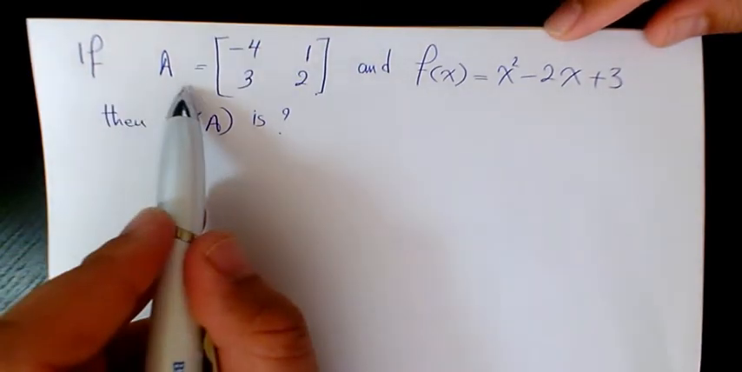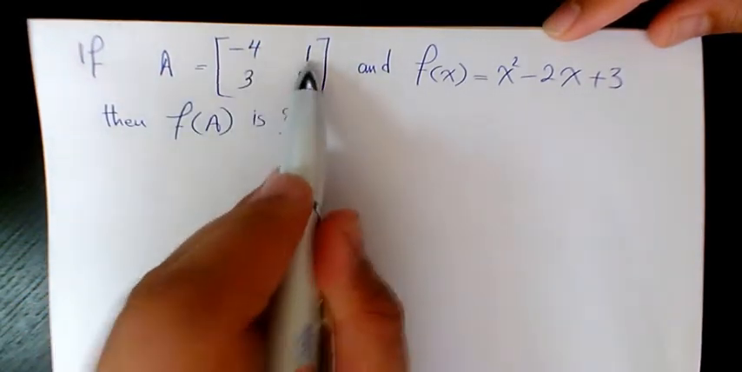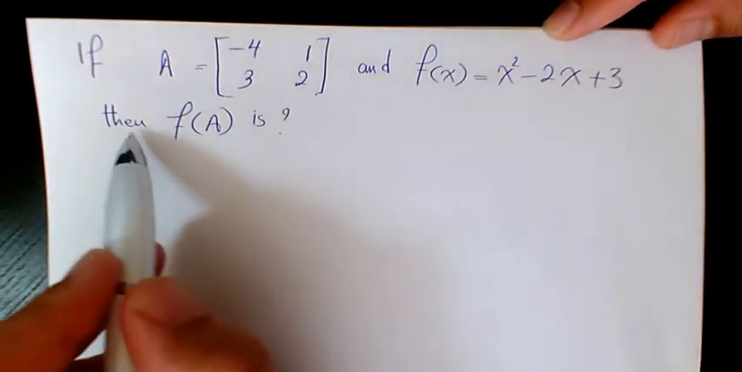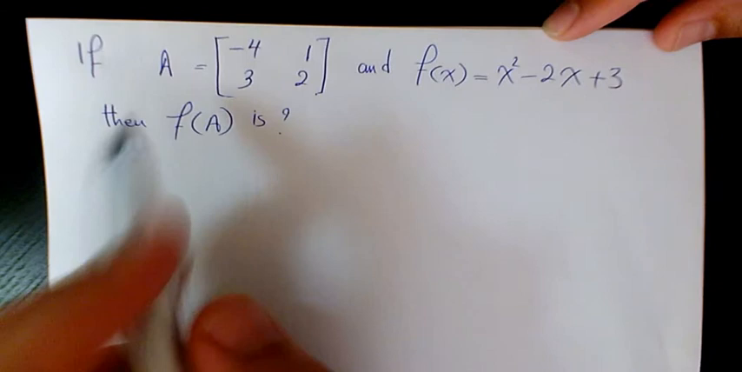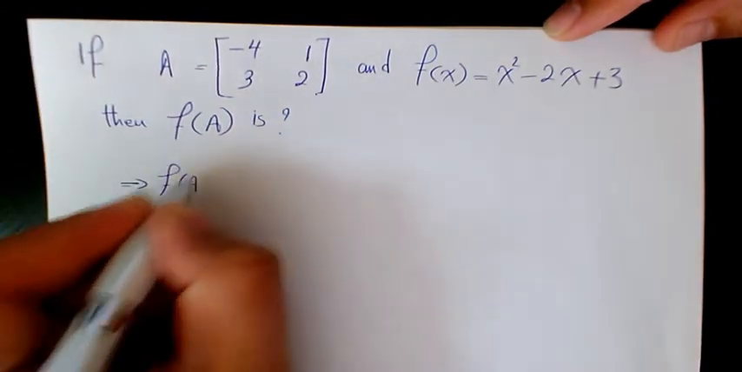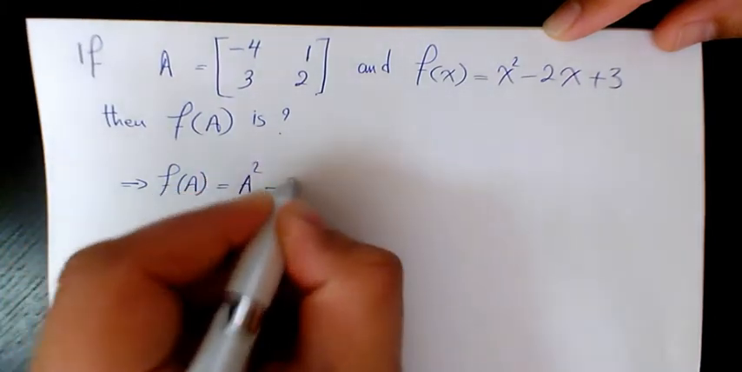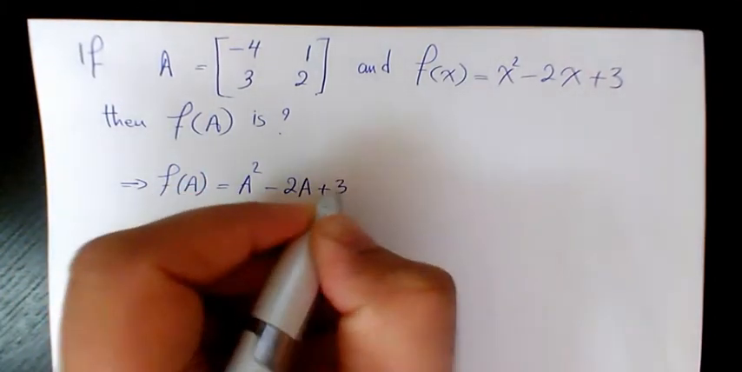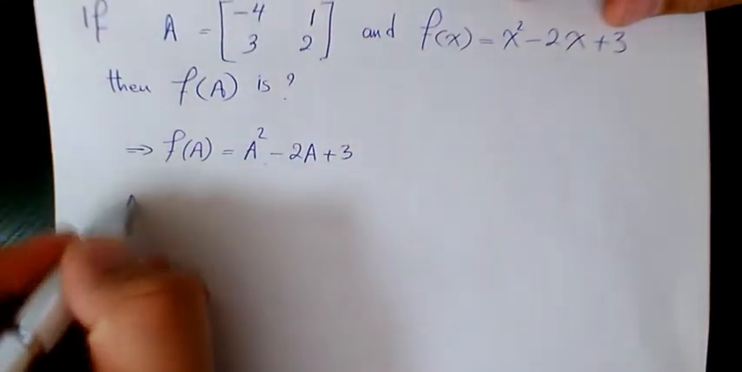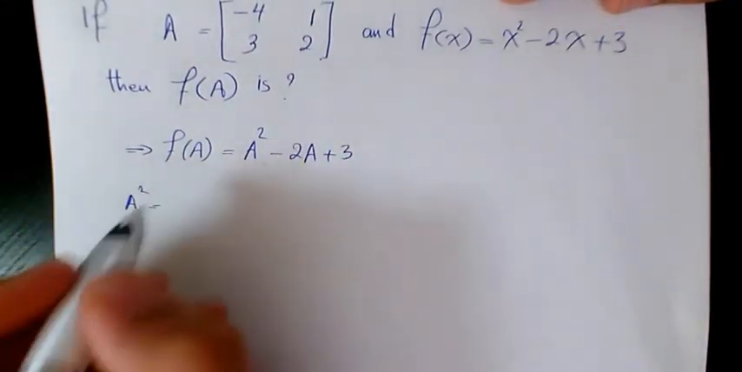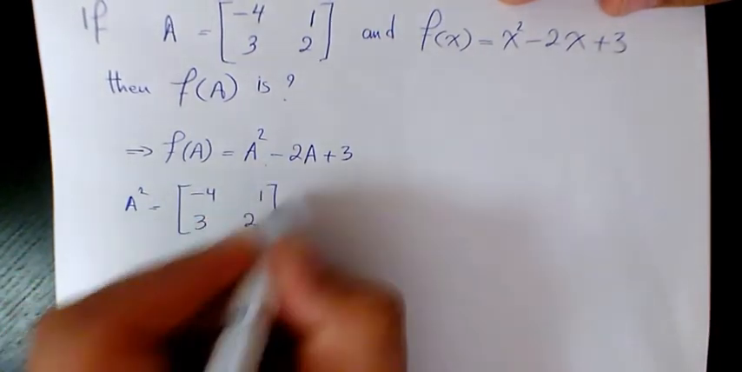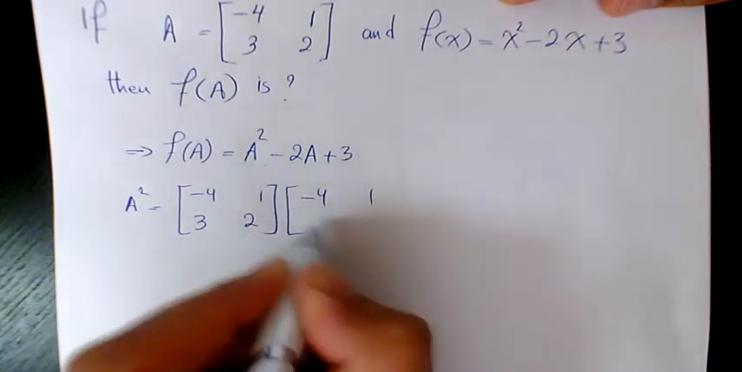If the 2 by 2 matrix A is negative 4, 1, 3 and 2, and f of x is x squared minus 2x plus 3, then what is f of A? So it means that we need to find out f of A, which will be A squared minus 2A plus 3. So we need to find out each of them one by one. First of all, we need to find A squared, which is A times A, negative 4, 1, 3 and 2, negative 4, 1, 3 and 2 again.